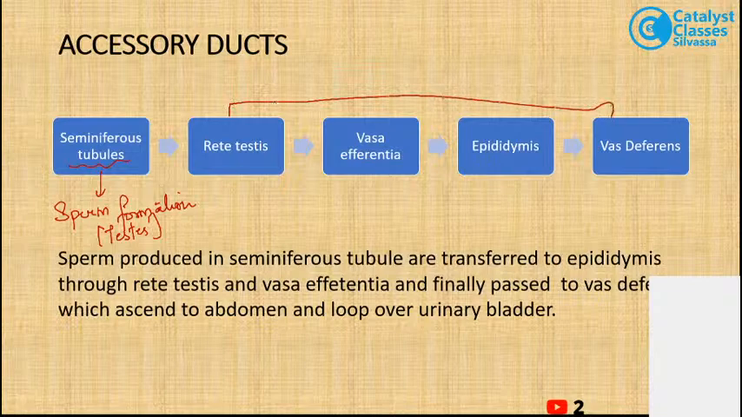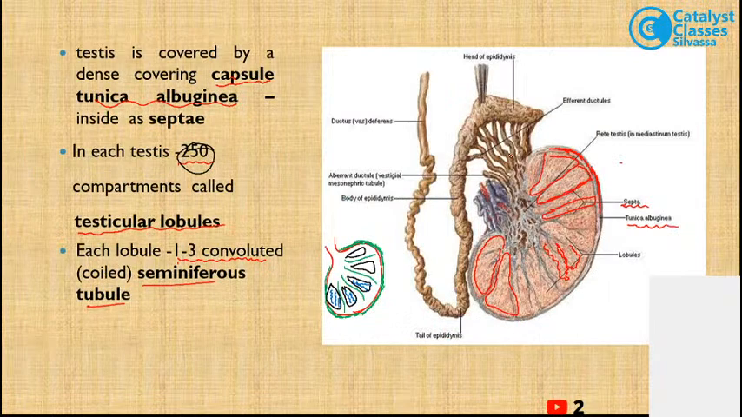Okay, which are the accessory ducts? Rete testis, vasa efferentia, epididymis and vas deferens. These are the accessory ducts which are associated with the male reproductive system. Now, let us see here in this diagram again that what is rete testis. ये जो diagram मैंने यहाँ पे simpler draw किया है, I'll draw here only.